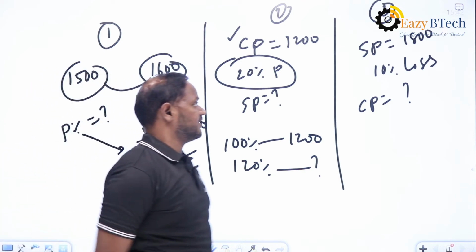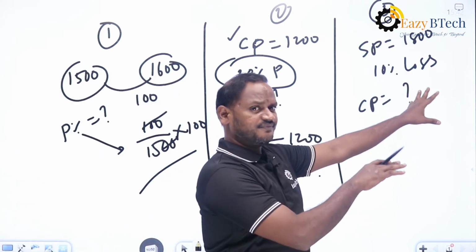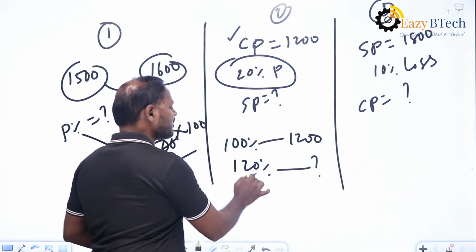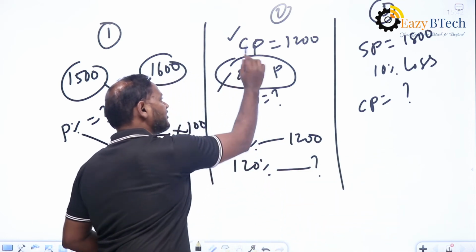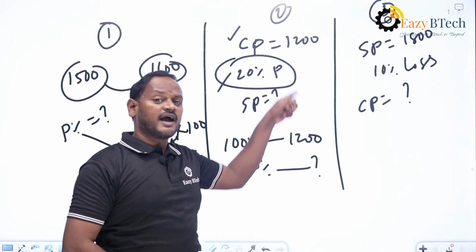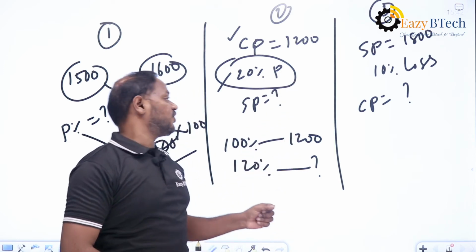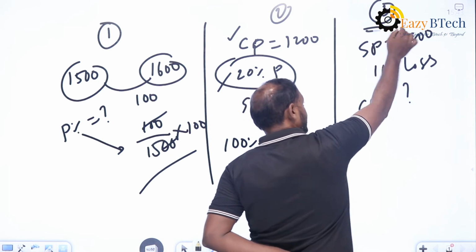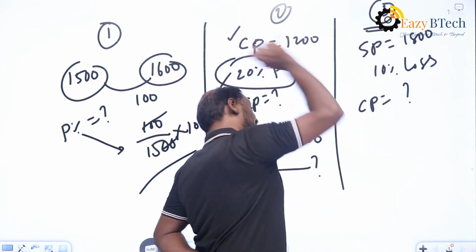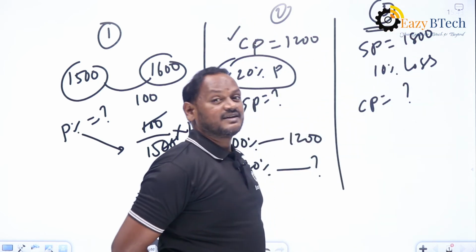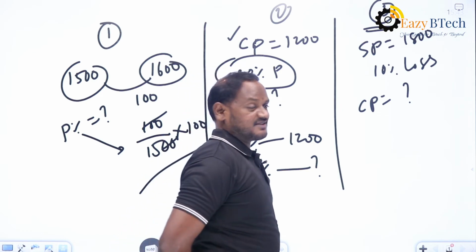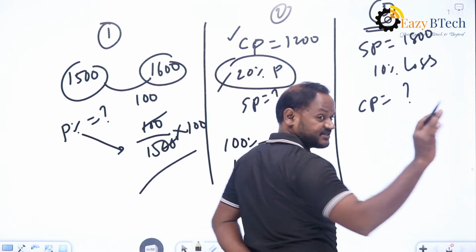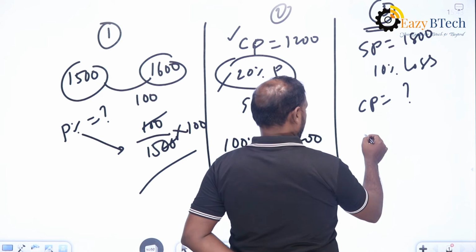Good. Then what about this model number 3? Why we have taken 120% as selling price? Because it has been profit value, right? If it is 20% loss, I can take it as 80%, right? Cost price is, if you go for model number 3, he has given selling price, but 10% loss is there, I need to go for the cost price, right?